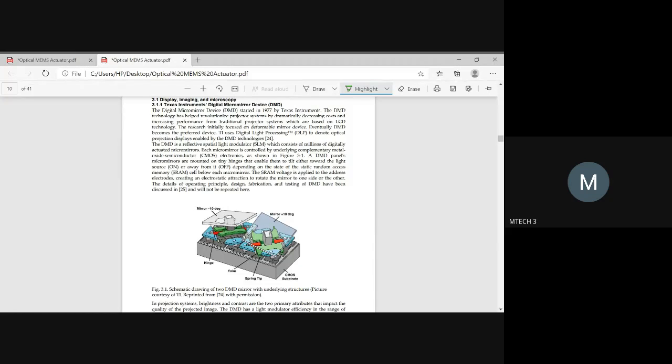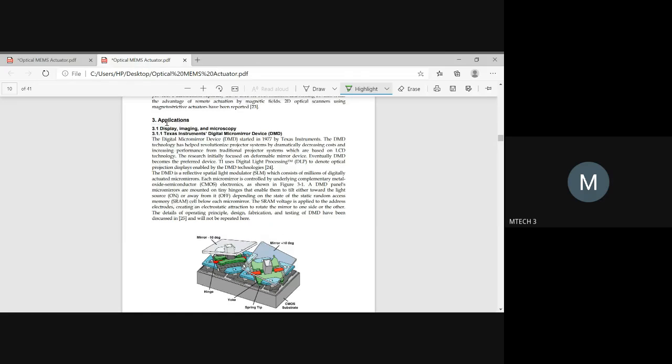Based on the mechanisms, people have focused on a few applications. I told you that the third section deals with the applications of these actuation mechanisms. The first one is display imaging and microscopy. This was developed by Texas people, right? They made a digital micromirror device, which is called a DMD. It was developed by Texas people very long before, in 1977.